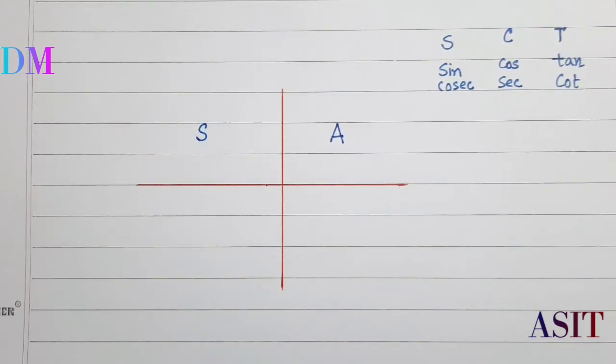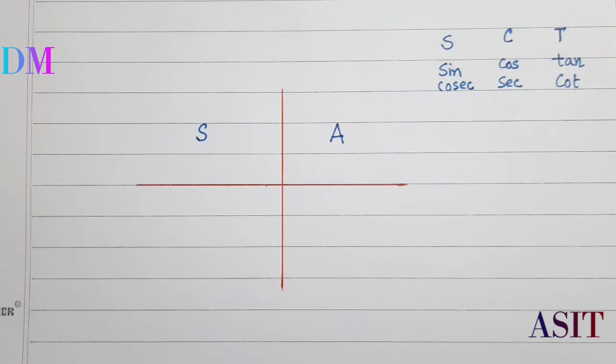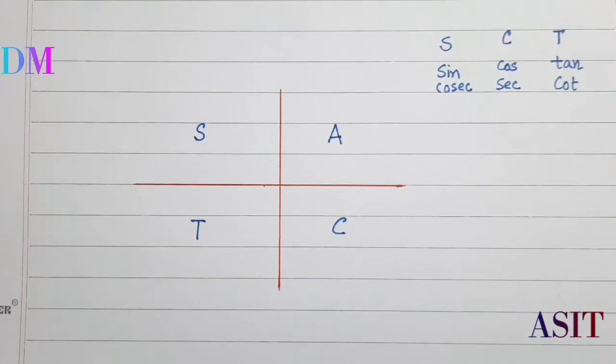But in the second quadrant only sine is positive but cos is negative, so therefore tan is also negative. So in the second quadrant only sine is positive. Since in the third quadrant both sine and cos are negative, therefore only tan will be positive. And in the fourth quadrant only cos will be positive.